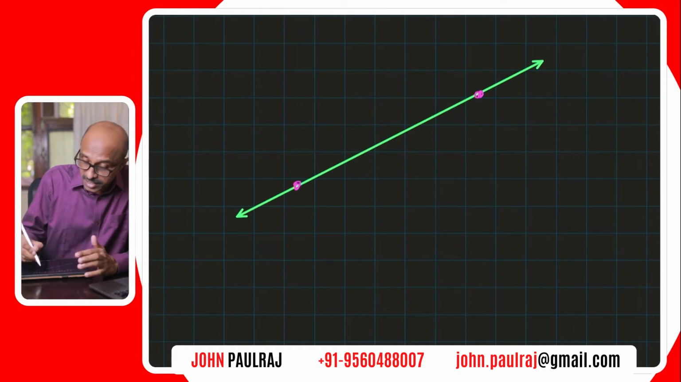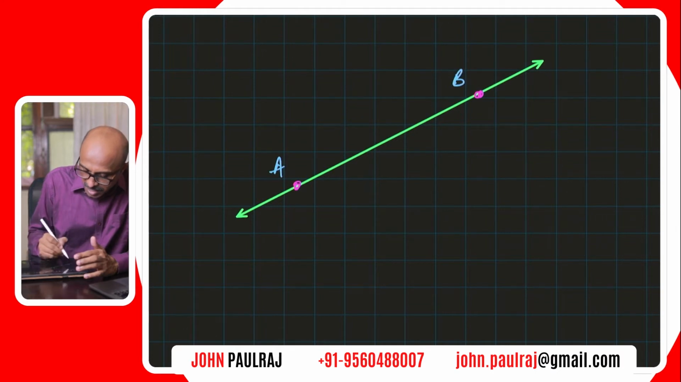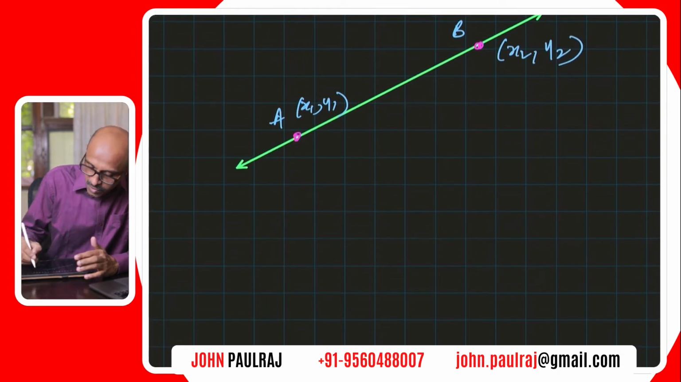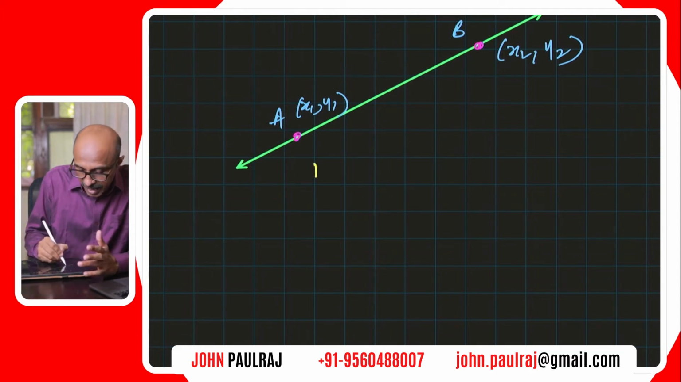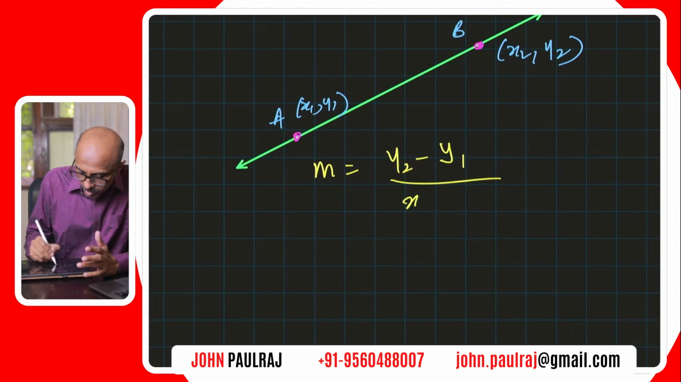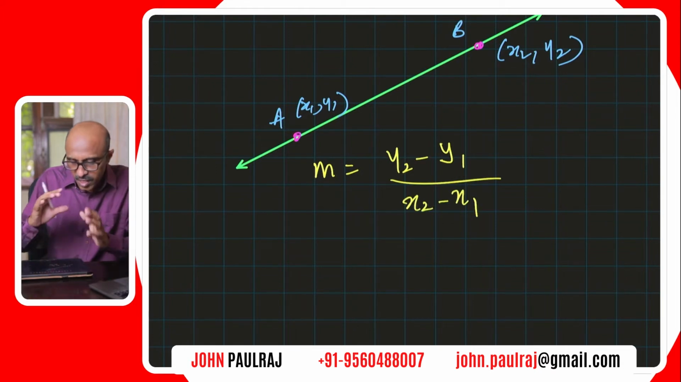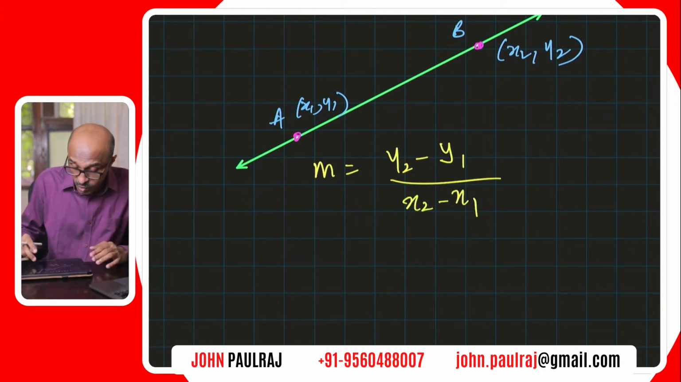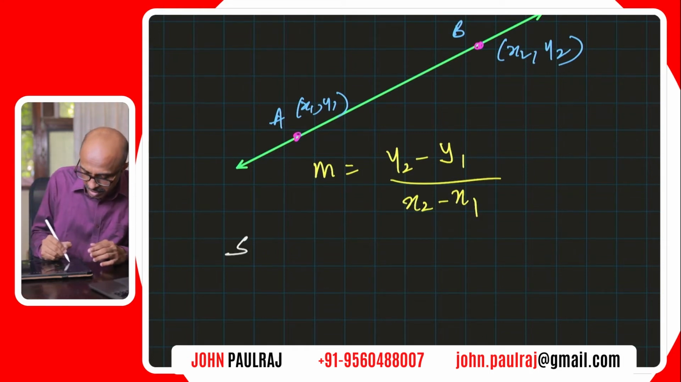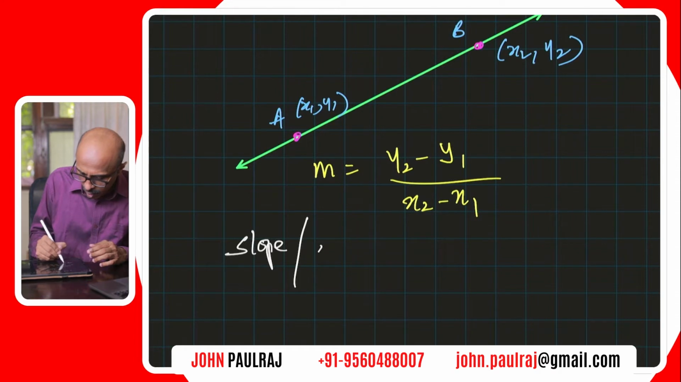We all know that the slope of a straight line, if this is the point A and that's the point B, A having coordinates, let's say x1, y1, and B having coordinates x2, y2, then the slope of the straight line, normally represented with the letter M, is given by y2 minus y1 over x2 minus x1. Okay, the difference in y coordinates divided by the difference in x coordinates. This is the slope or the gradient. Sometimes we also use that word. So it's either known as the slope or the gradient of that straight line.